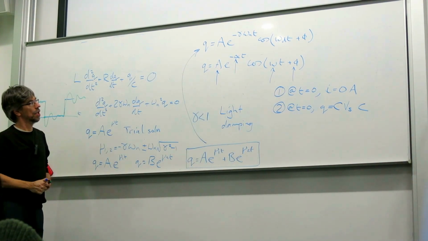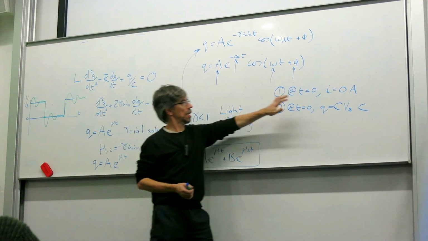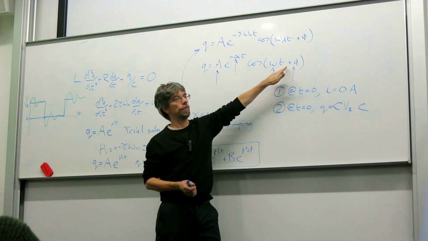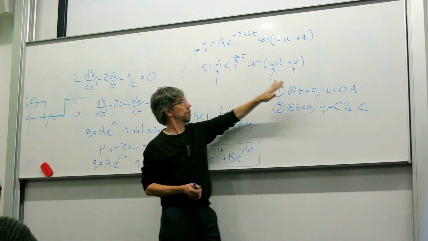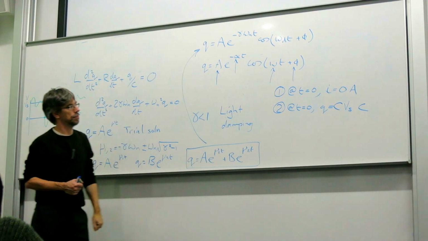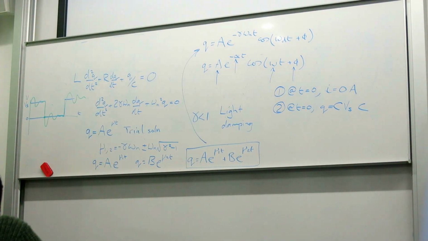So the first will give you phi, and the second will give you A. Have people actually managed to do that? Yes. Okay, ask them.